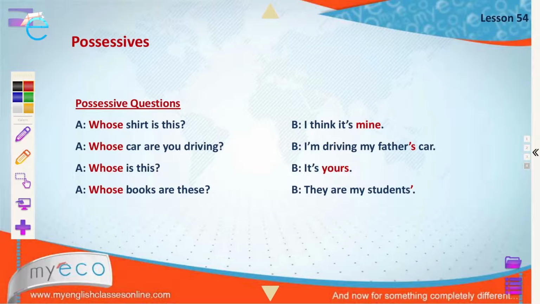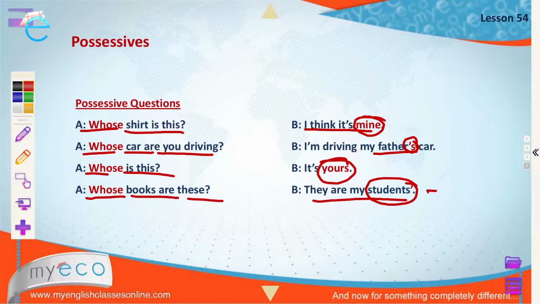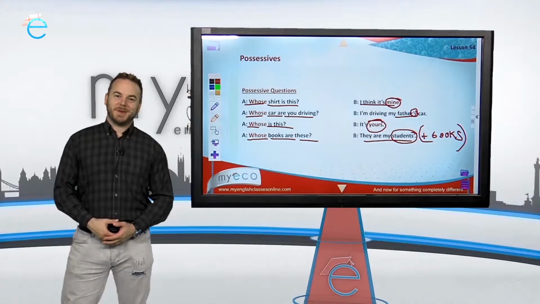Here are some questions. Whose shirt is this? I think it's mine. Whose car are you driving? I'm driving my father's car. Whose is this? It is yours, or it's yours. Whose books are these? They are my students'. And here we can add, if we want, students' books at the end.